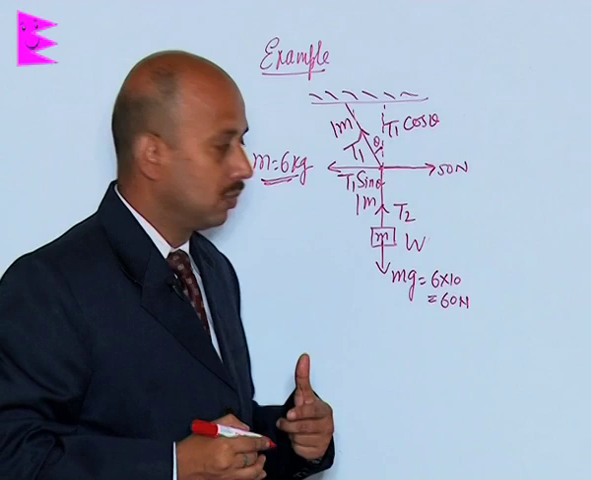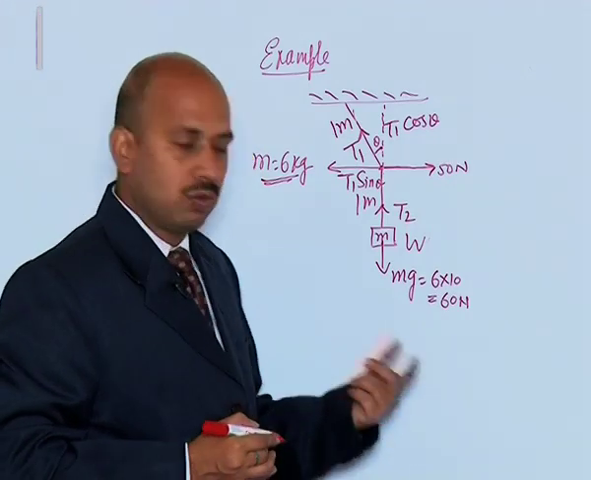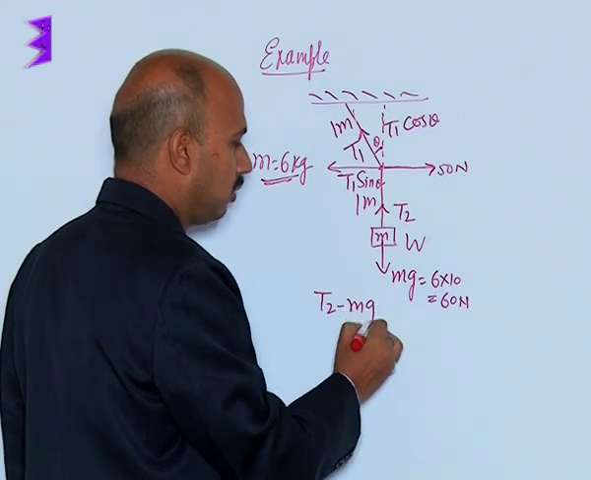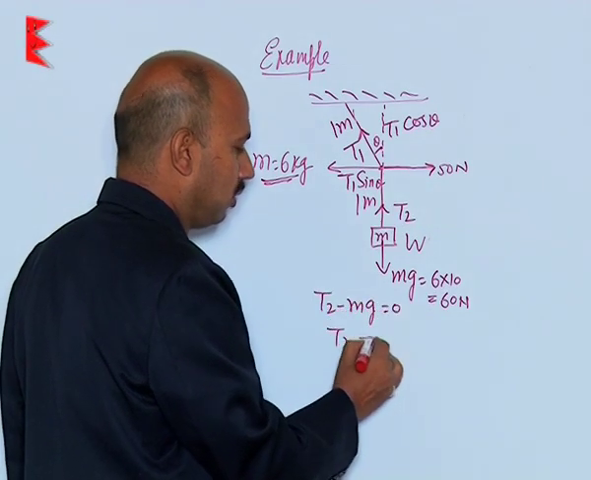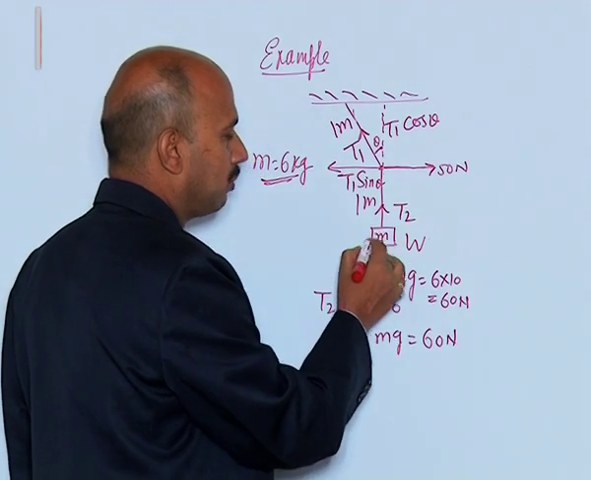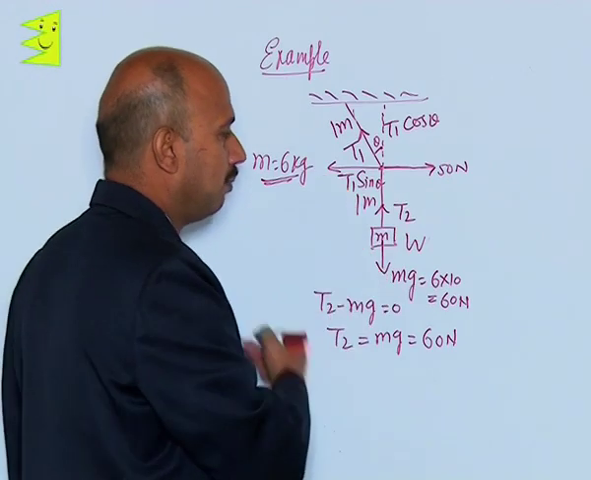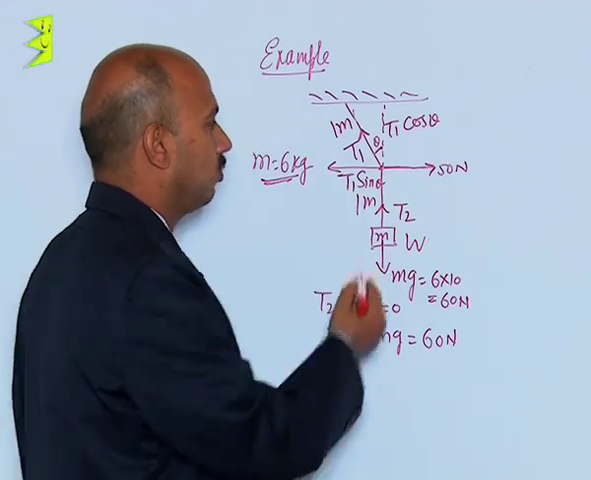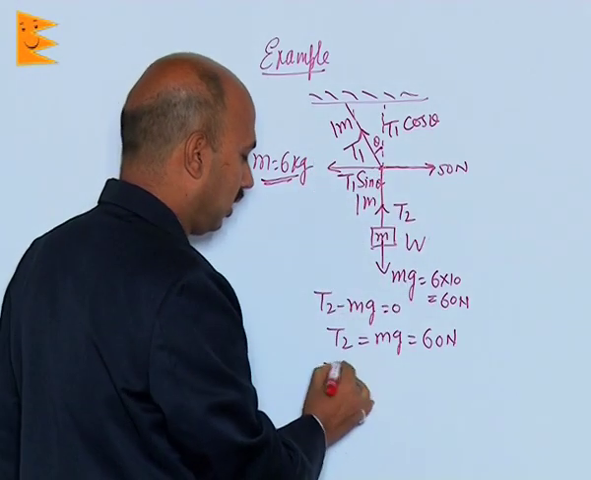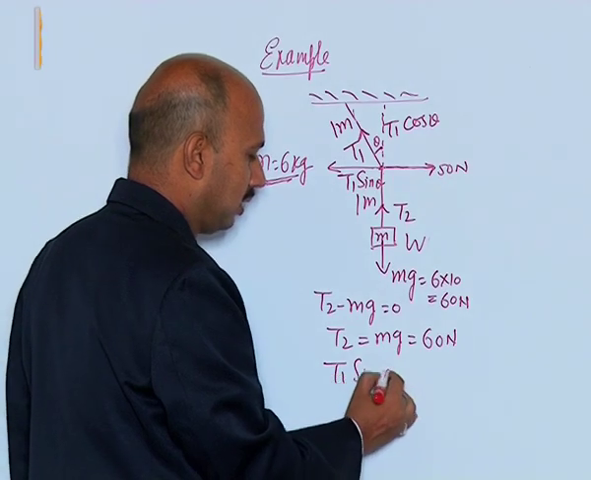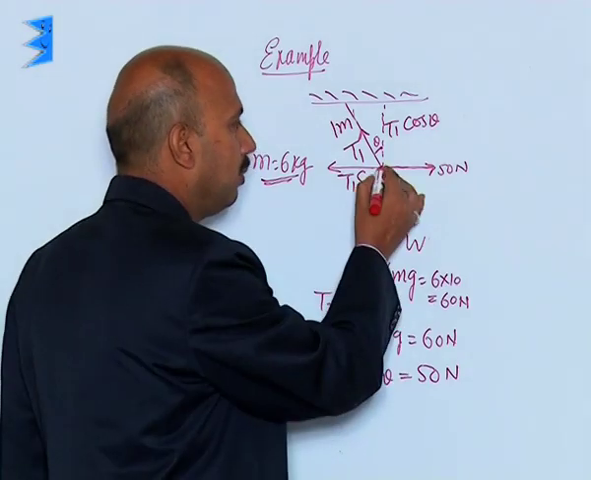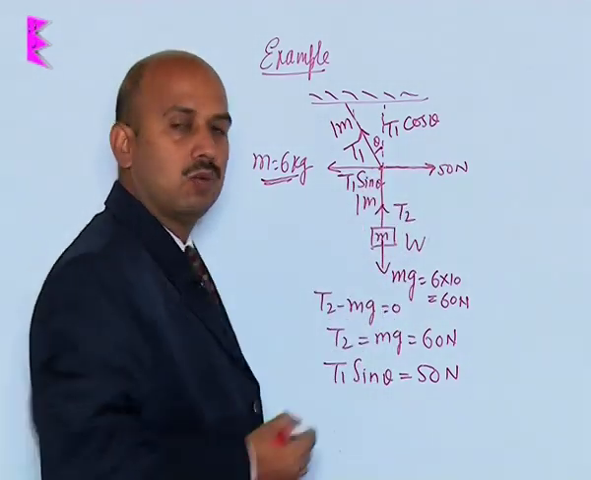In equilibrium we know net force should be equal to 0. First we can take it here, T2 minus mg is equal to 0, that is T2 is equal to mg is equal to 60 Newton. So first we have solved this one, force on this m, that is this much 60 Newton. Now see horizontal direction 50 Newton, this side is T1 sin theta, so we can write T1 sin theta is equal to 50 Newton. Both these forces should be equal.